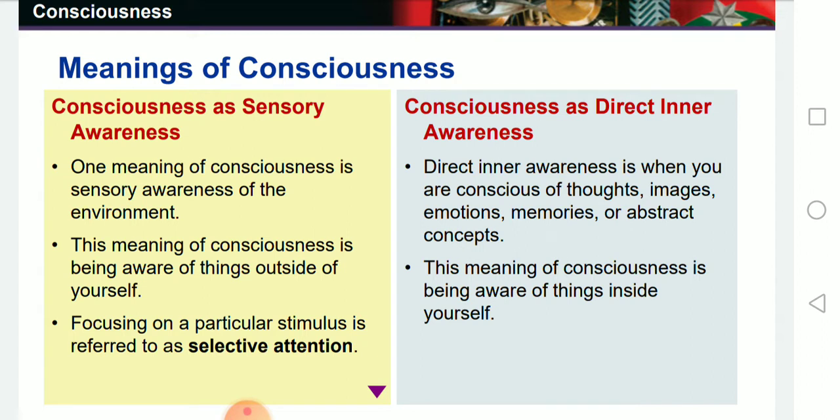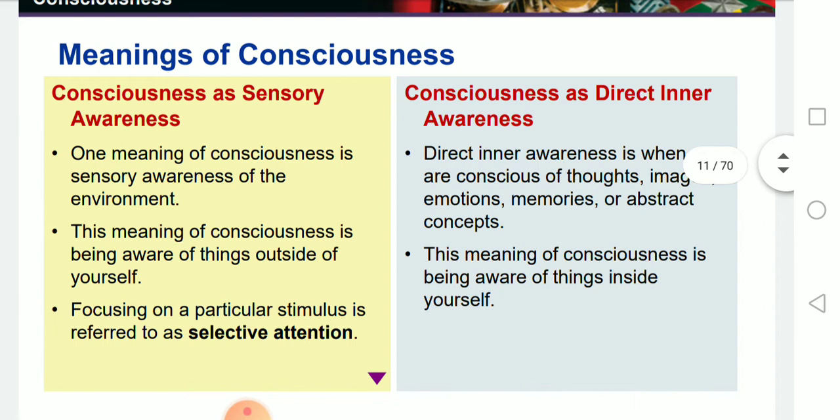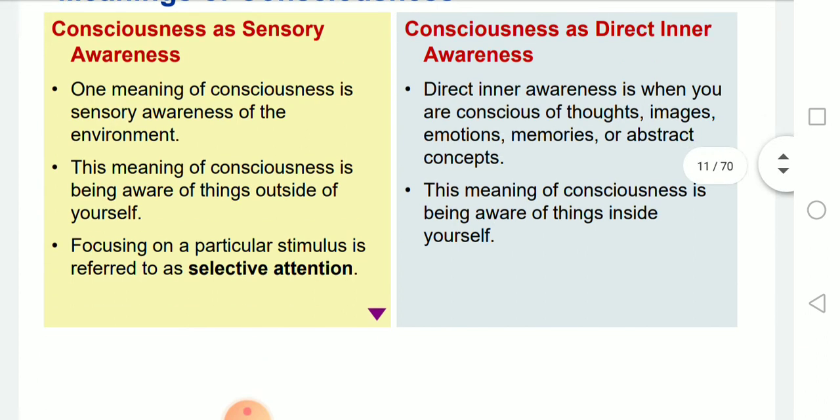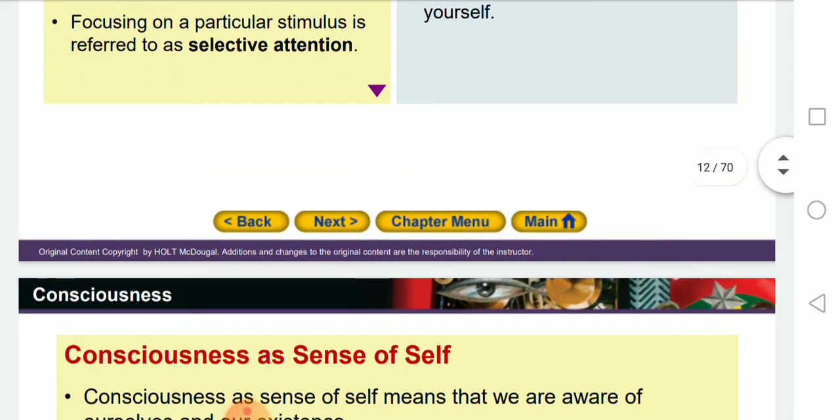When I talk about here the consciousness as sensory awareness, one meaning of consciousness is what? Sensory awareness of the environment around me. So, this meaning of consciousness is being aware of things outside of yourself. So, when I say it's the sensory awareness, I'm talking about the awareness outside me. Outside me here, I'm talking about here the environment. Focusing on a particular stimulus is referred to as selective attention. And we will talk about this.